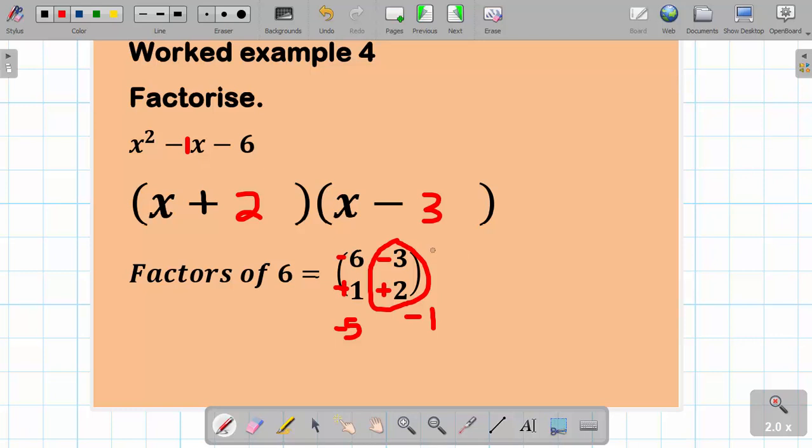Then if I take negative 3 and positive 2 and add them together, I get negative 1, which is the middle term here, which means that the right pair is negative 3 and positive 2. Why? Because negative 3 plus 2 gives me negative 1, which is the middle term. So that's why my answer is x plus 2, open brackets, x minus 3. I think you deserve another example, don't you? Let's proceed.